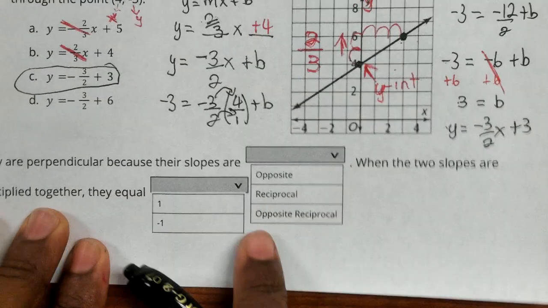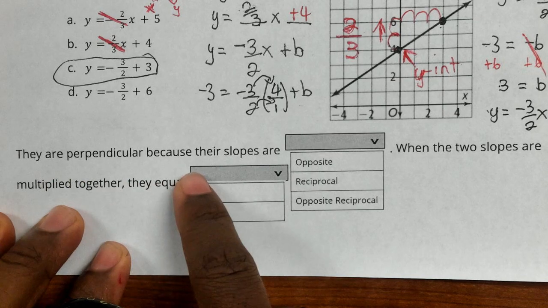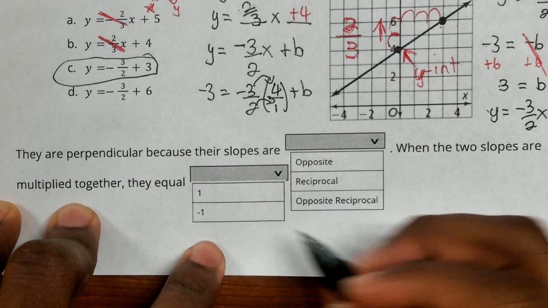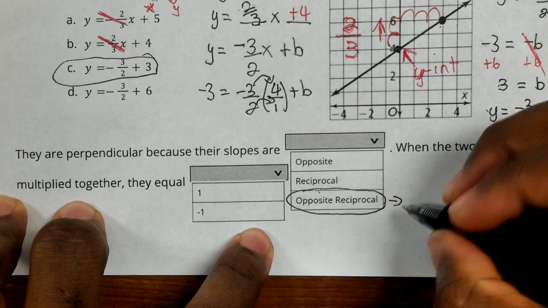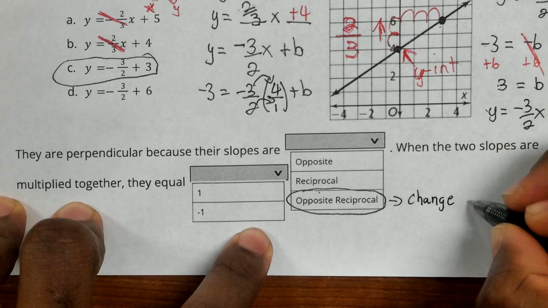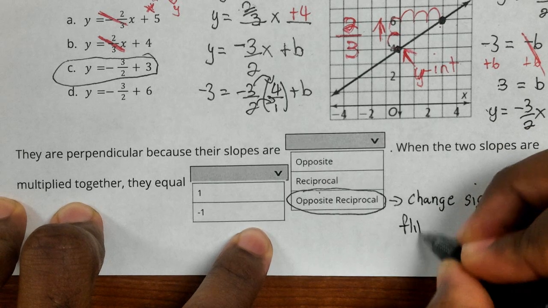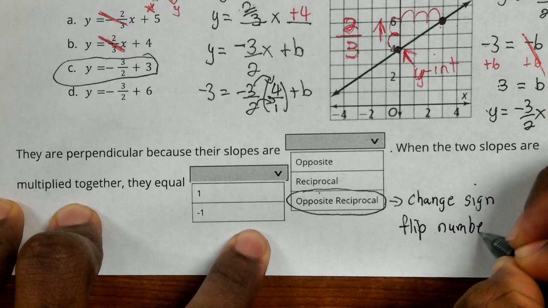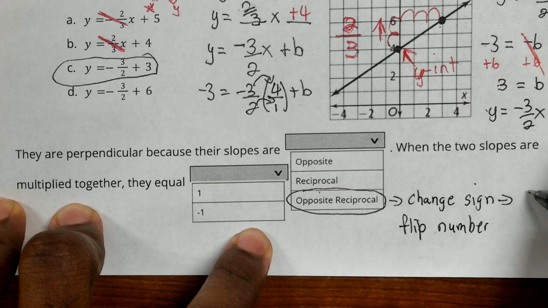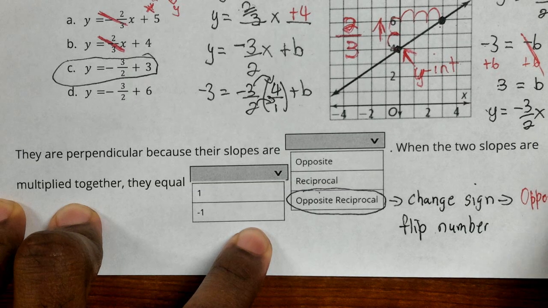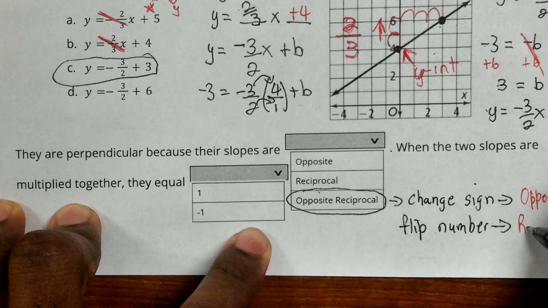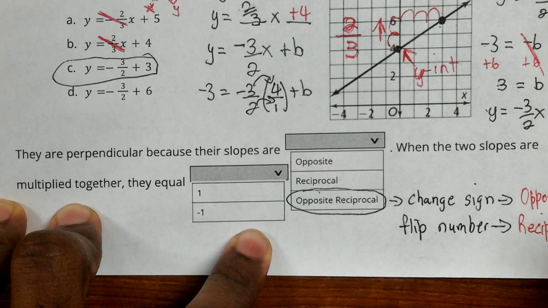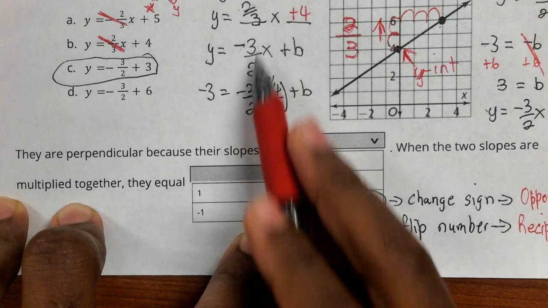Okay, so now we answer part b. Part b says they are perpendicular because their slopes are what? The slopes are opposite reciprocal. We call it opposite reciprocal because, again, you change sign, flip number. The operation of changing the sign is doing the opposite, and the operation of flipping the number is the reciprocal. So when I flip that number, I'm doing the reciprocal, and when I change the sign, I'm doing the opposite. That's why it's called opposite reciprocal.